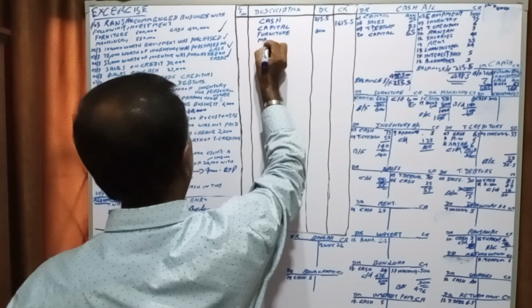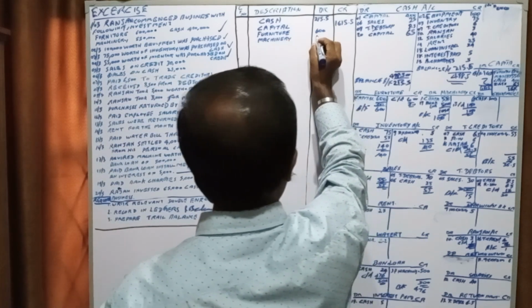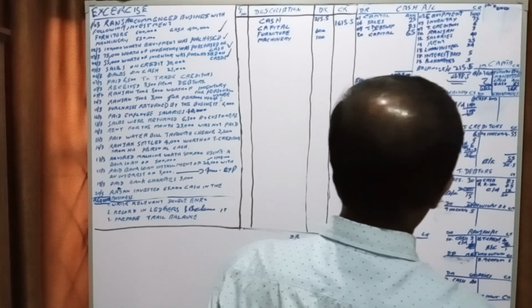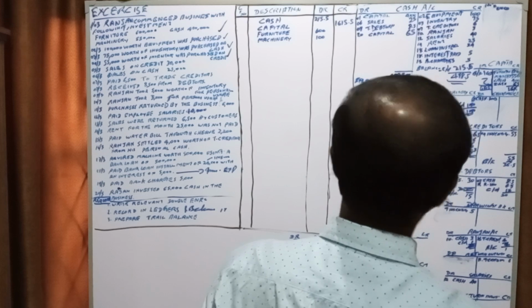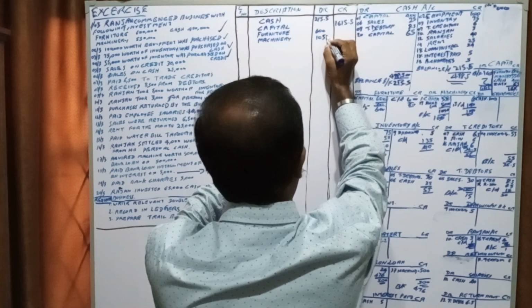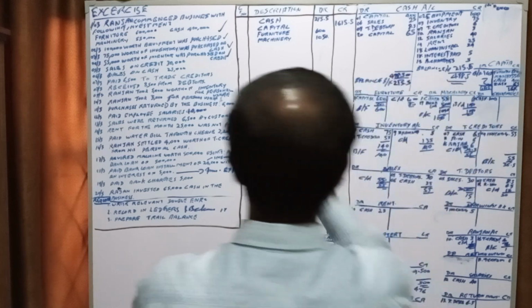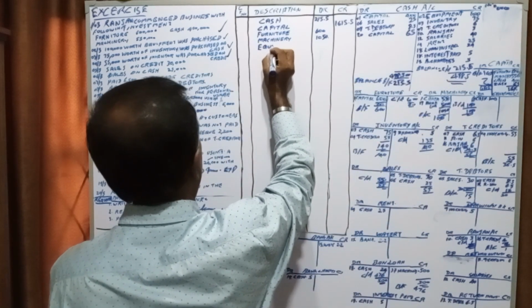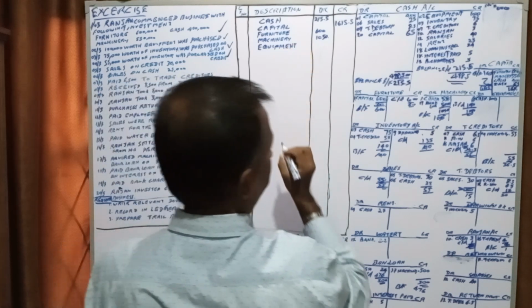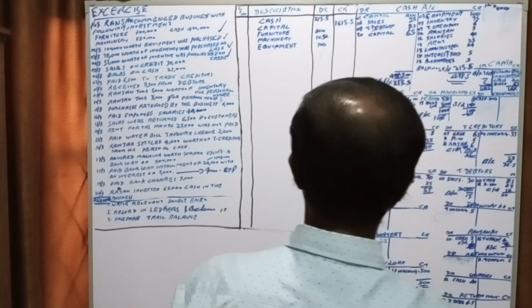Machinery has a debit balance of 1,050,000. Okay, equipment 100,000.